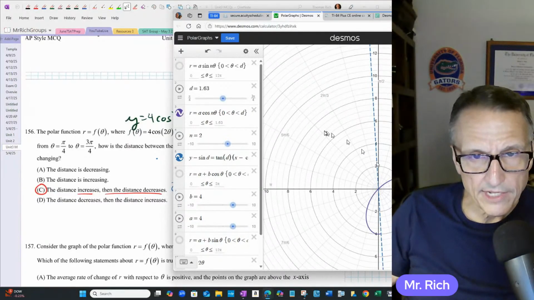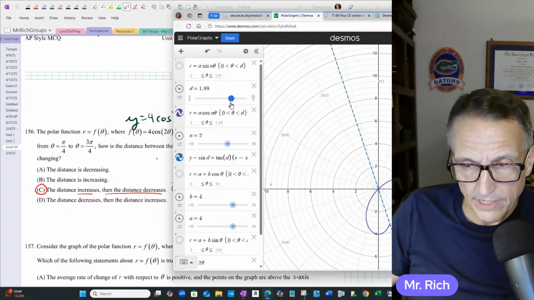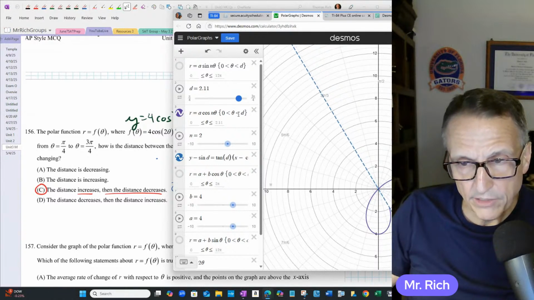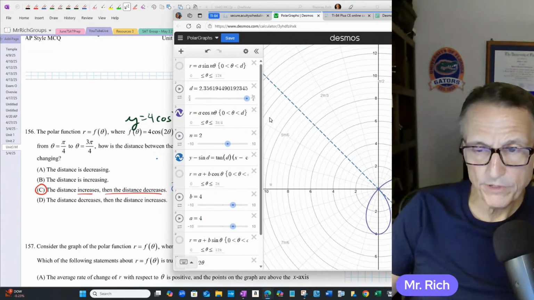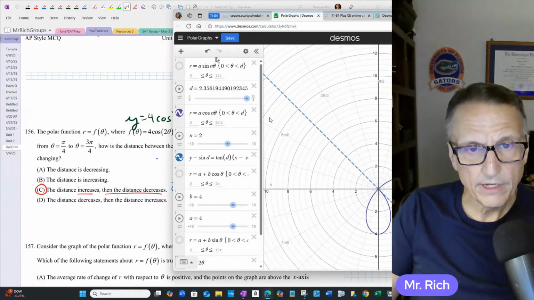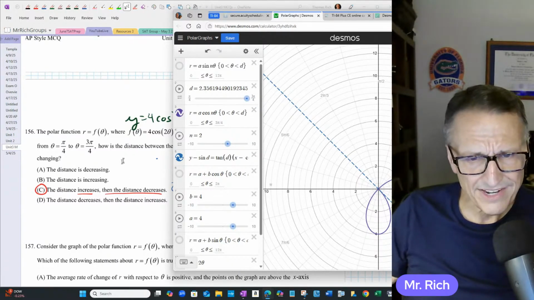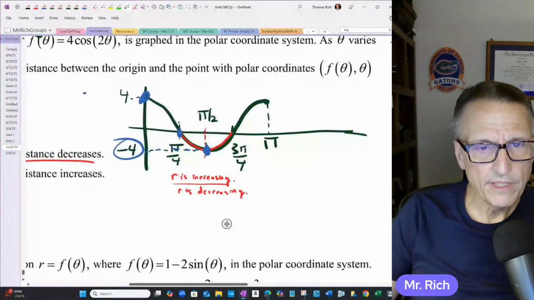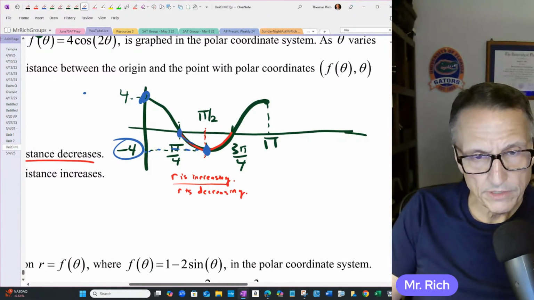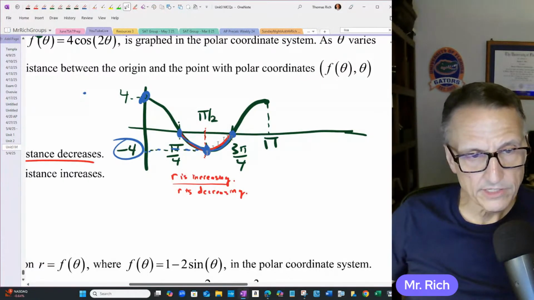But what happens is, as the slider now moves towards 3 pi over 4, you can see that the distances to the pole are getting smaller and smaller. So r was increasing and now it is decreasing, and it will return back to the pole at 3 pi over 4. So this whole loop right here is being created over that interval pi over 4 to 3 pi over 4. And again, that corresponds with this function going from pi over 4 to 3 pi over 4. The r values were increasing and then they were decreasing as we returned back to the x-axis.